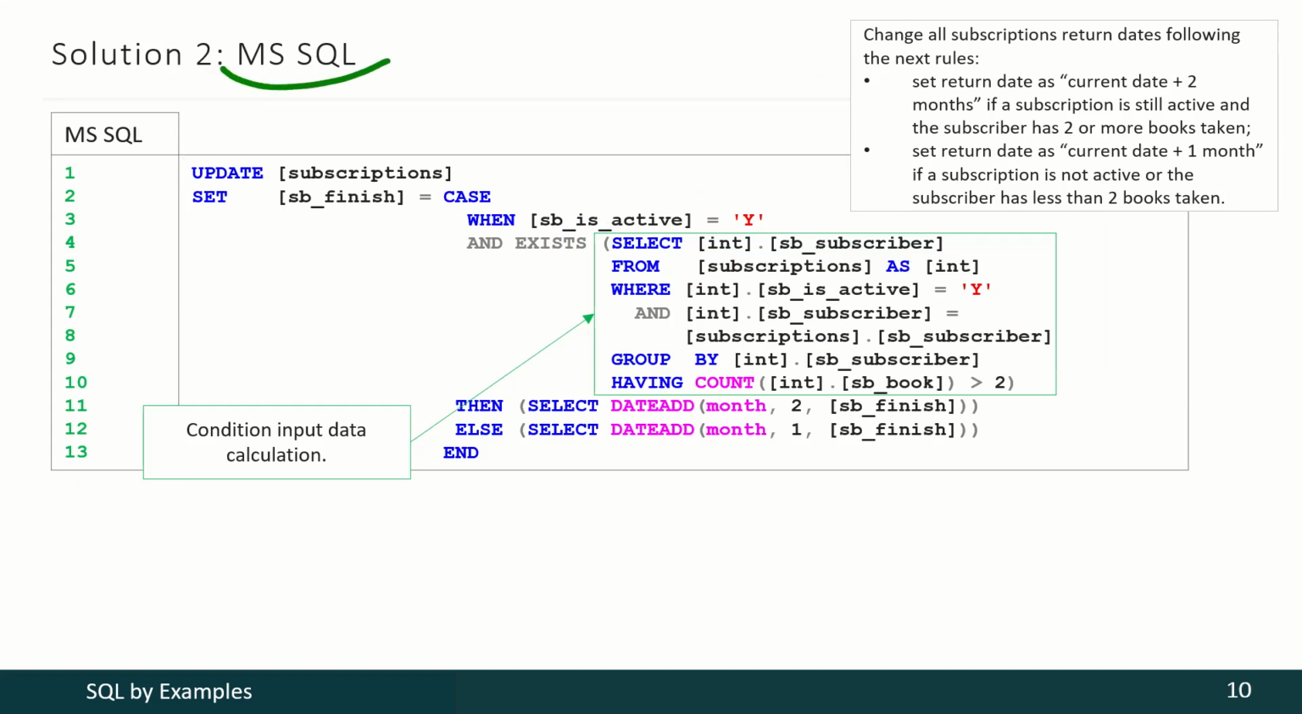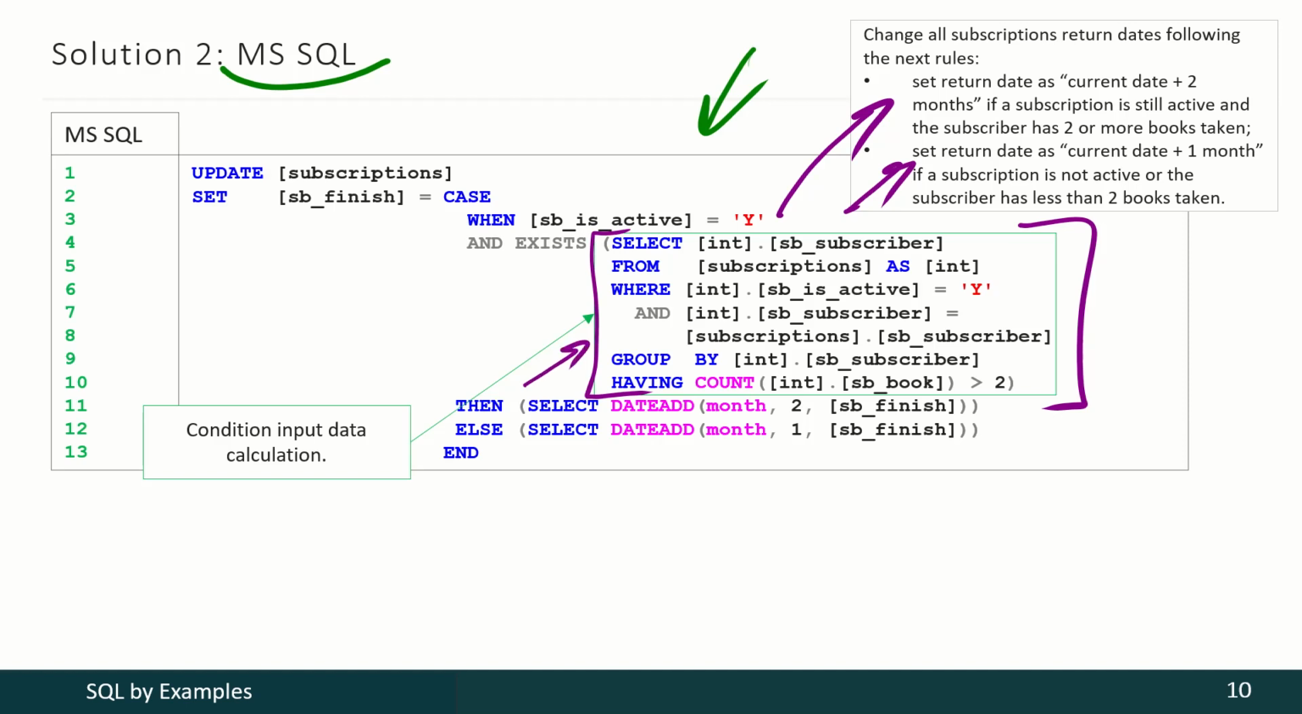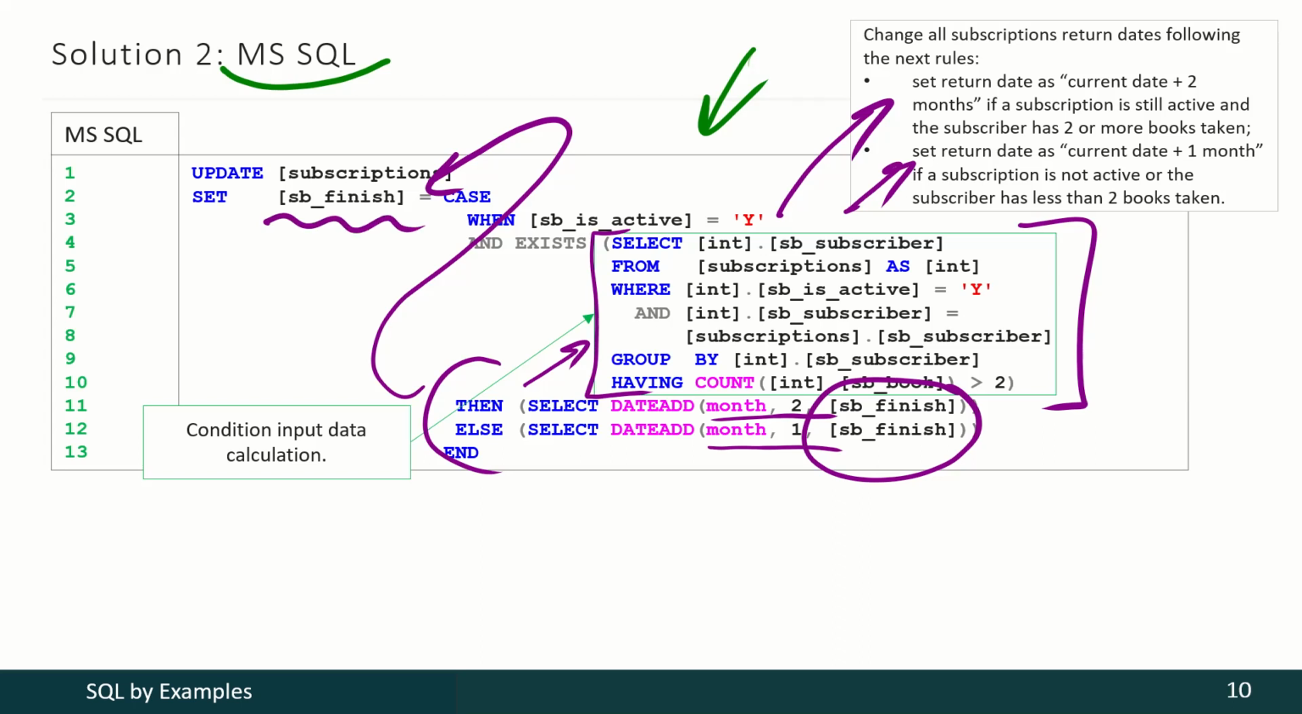Microsoft SQL Server allows us to read and modify the same table at the same time, that's why we don't need that subquery here. We just have to determine for each subscription if the first or the second condition is true for it. Using this information we either add 2 months or 1 month to the initial value of the sb_finish field. And then we use the result of that addition as a new value for this field.